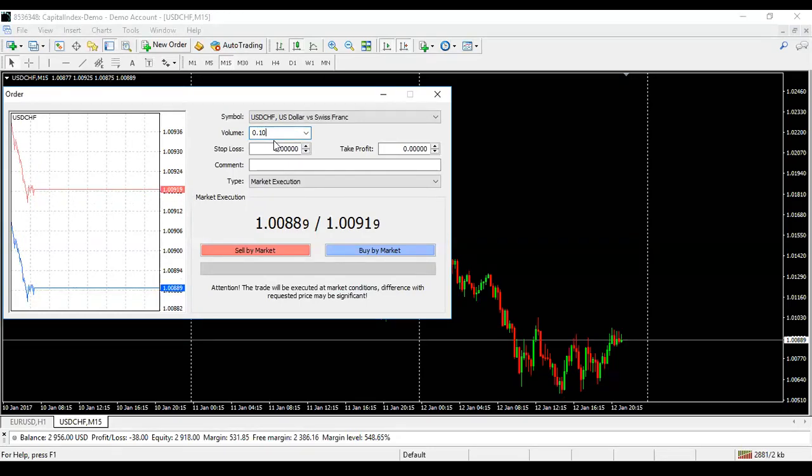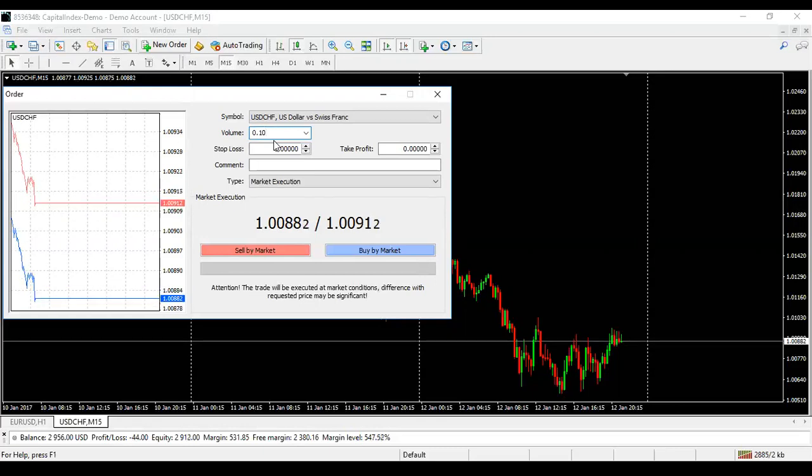But if it's between $1,000 and $3,000, I want you to use... Okay, so for every $1,000 you use 0.10. Okay, let's say that. So if it's $1,000, you use 0.10. If it's $2,000, you're gonna use 0.20.